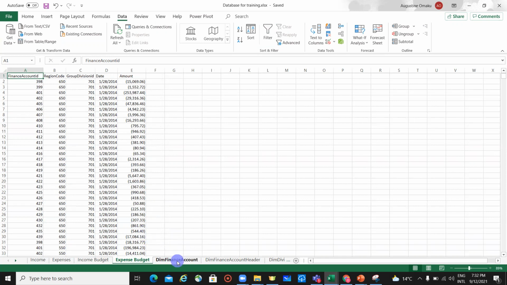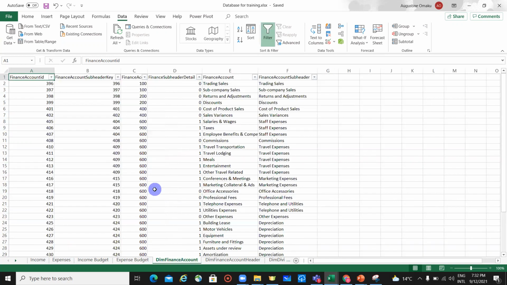Then we go to the financial account, DIM Finance account. This DIM Finance account is what describes each of these accounts, the finance account ID. So it describes it, like 396, for example. Now, that account ID stands for trading sales. Yeah, so sales that come from trading. So that is what it stands for. While 421 stands for telephone expenses, which is on the expense side. So we have everything on one particular sheet.